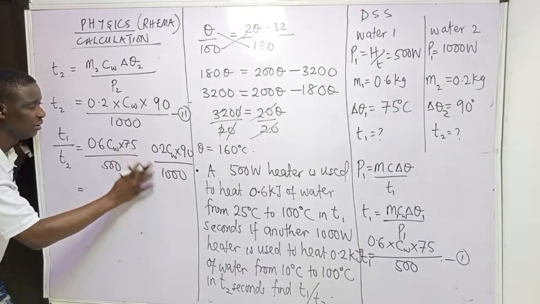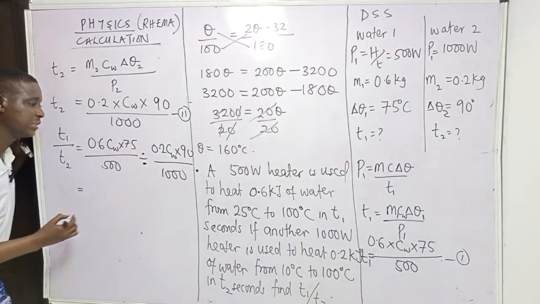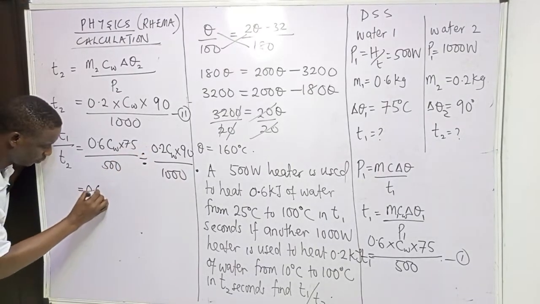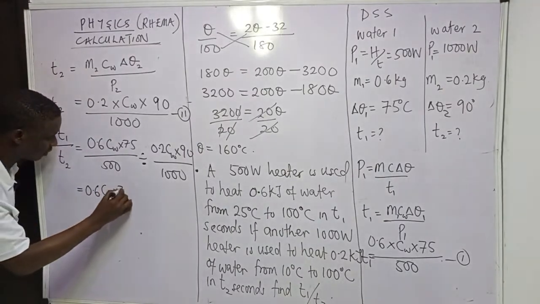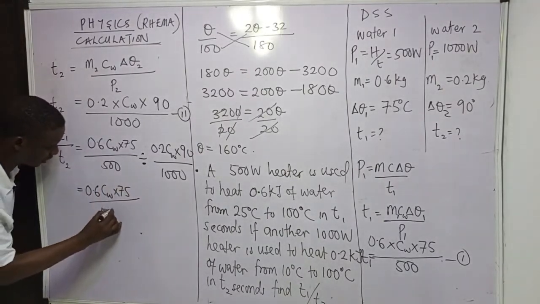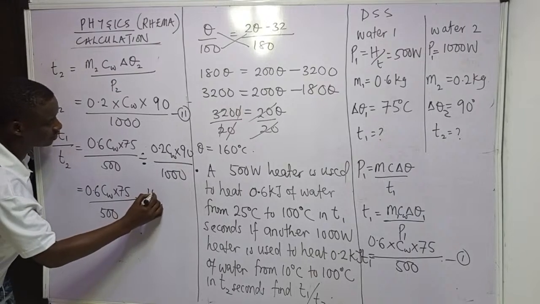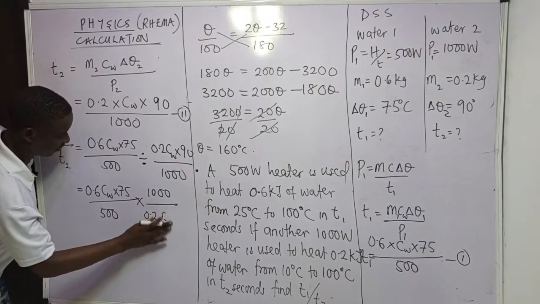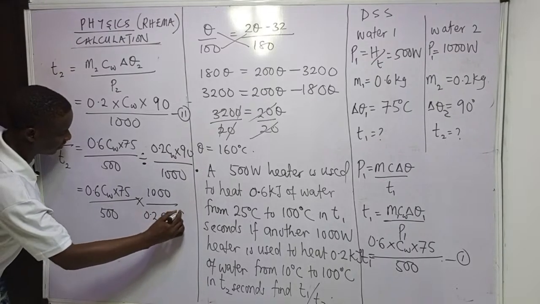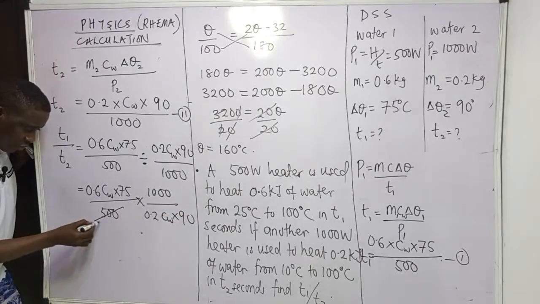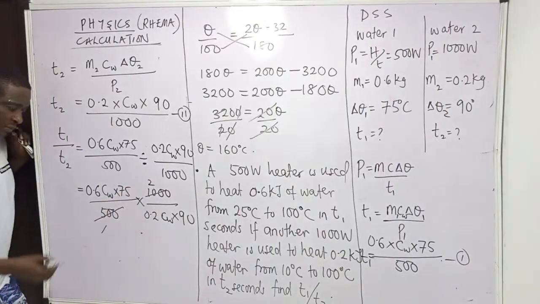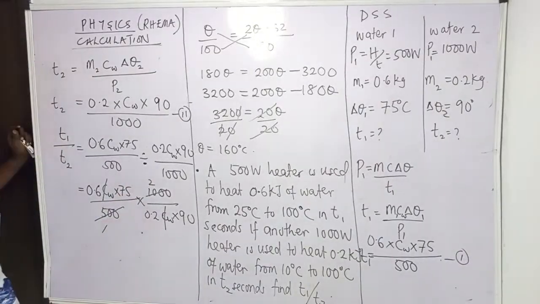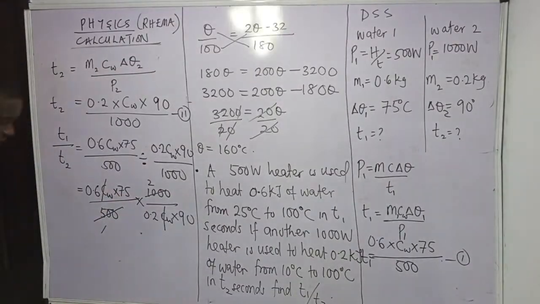So what do you have now? 0.6 CW times 75 over 500, times 1000, abi, over 0.2 times CW times 90. Can we cancel out? This one cancels this one. We can eliminate CW because the two of them are talking about water.